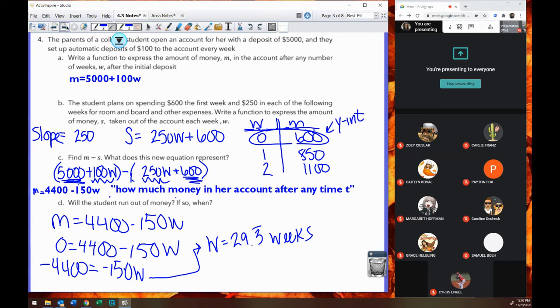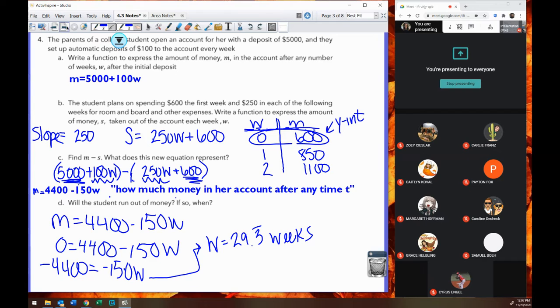You had to find an equation to represent how much money she had, an equation to figure out how much money she was spending. And then part C asked you to subtract them. So how much money is in your account versus how much money you're spending. If you subtract them, it gets how much is left in her account after any time T. And then when will she run out of money is whenever you have 0 in the money column. So I solved it for W and got about 29 weeks.